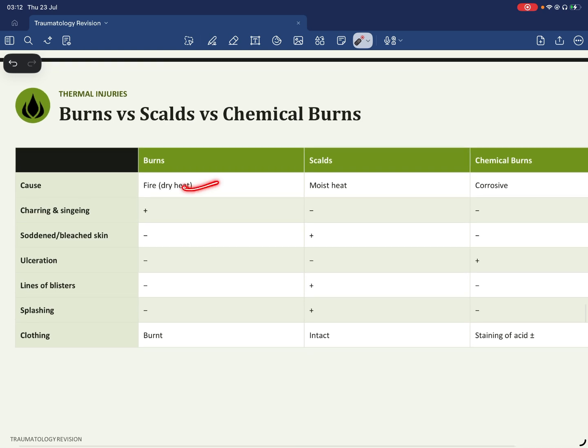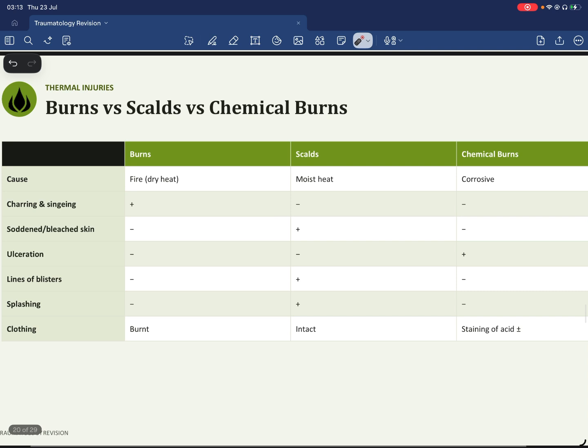Burns are caused due to dry heat, scalds due to moist heat, and chemical burns due to corrosives. Charring and singeing is seen in dry heat burns. Soddened or bleached skin is typically seen in scalds. Ulceration is seen in chemical burns. Lines of blisters are seen in scalds. Splashing is seen in scalds due to liquid. Clothing is burnt in dry burns, and the clothing is intact but may be wet in scalds. And there is staining of acid in chemical burns.